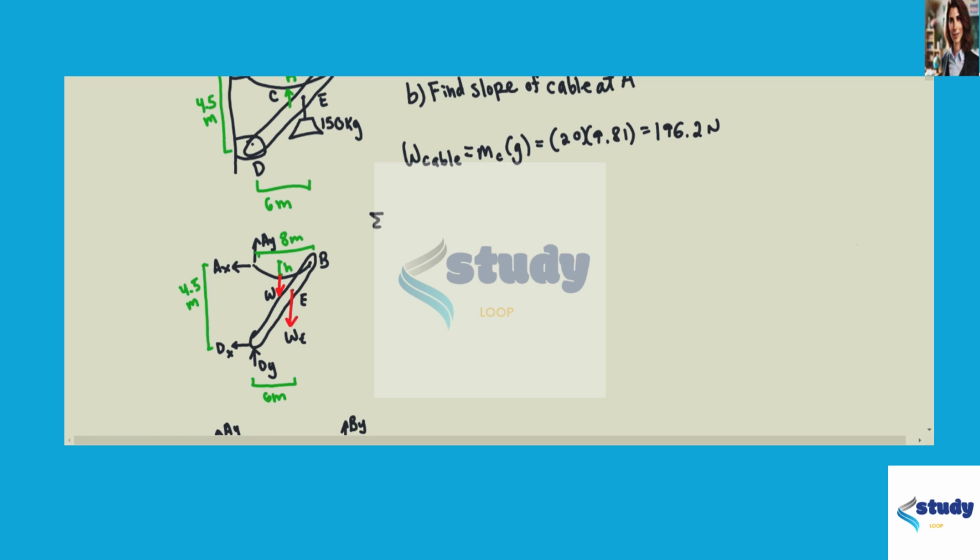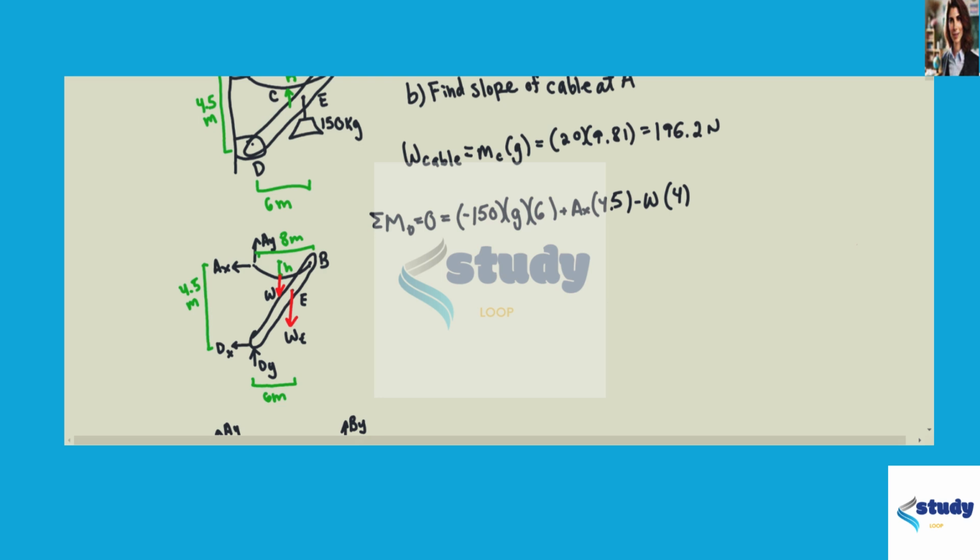So we're going to do the sum of moments around D and set that equal to 0. And this will be negative 150, which is the mass at E, times gravity, because we're going to get the force, times 6, because there are 6 meters in the horizontal direction between D and E. We're going to add AX times 4.5, because there's 4.5 meters in the vertical direction between A and E. Subtract the weight of the cable, W, times 4, because there's 4 meters in the horizontal direction between the middle of the cable and E.